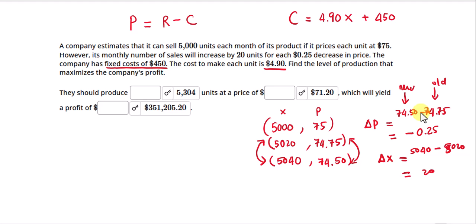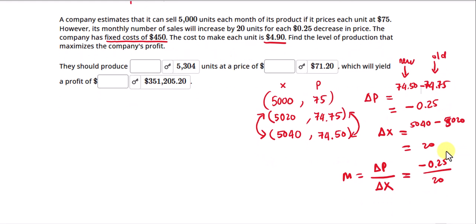Okay, now we can find the slope of this, right? The slope is simply the change of the price divided by the change of the units. So that is minus 0.25 divided by 20. And that should give me negative 0.0125. And the reason that I want to find the slope is because I want to get the equation.